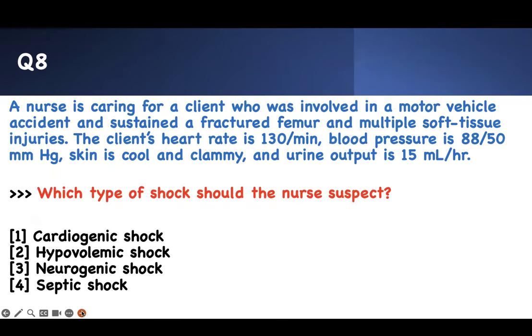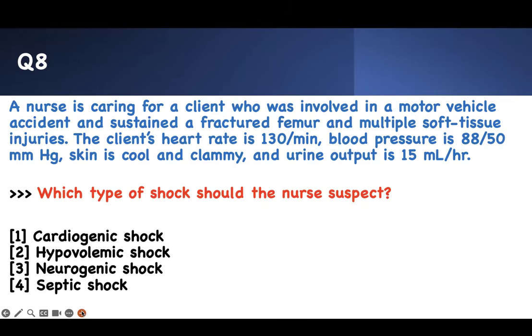Which type of shock should the nurse expect? The same thing I want you to think about. I've already given you the answer, but this is in a different way. A nurse is caring for a client who was involved in a motor vehicle accident and sustained a femur fracture with multiple soft tissue injuries. The heart rate is 130, blood pressure is 88, skin is cold and clammy, urine output is 15 ml per hour.